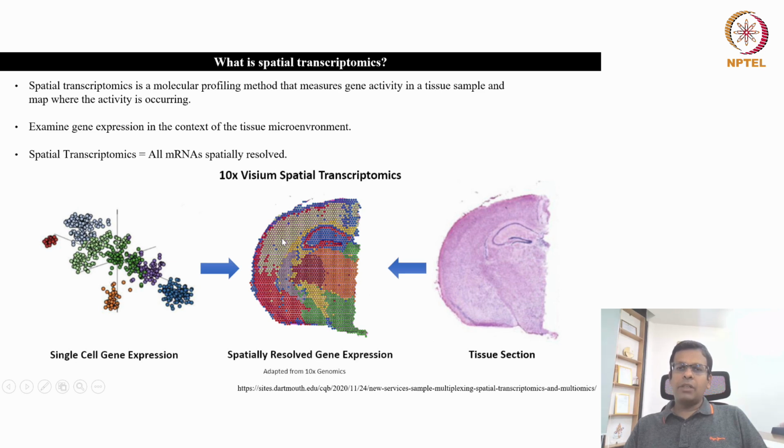In this area of the tissue, the gene is overexpressed, or in this area of the tissue, the gene is underexpressed. So spatial transcriptomics equals all mRNAs spatially resolved. Here you can see that we are quantifying the number of mRNAs per cell and they are resolved spatially.